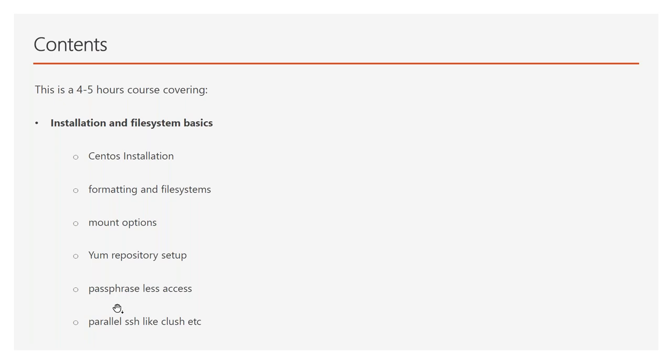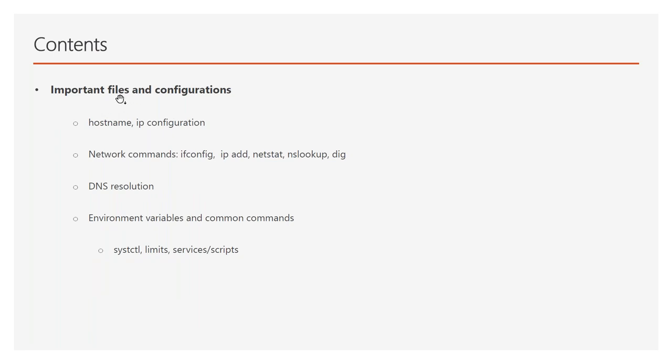Then we'll also be looking at passphrase-less access, which is again needed when you need to connect to multiple nodes from a particular server. And we will look at some tools, maybe Clush or Parallel SSH or PDSH, which we can use to connect to multiple nodes in one go. Then we will look at important files and configurations, like how you set up a host name, where your IP is, how the IP maps to a particular config. We will look at some of the common network commands, like ip address, netstat, how to look for what the IP resolves to. We will look at some basic concepts of DNS resolution, how it works in Linux.